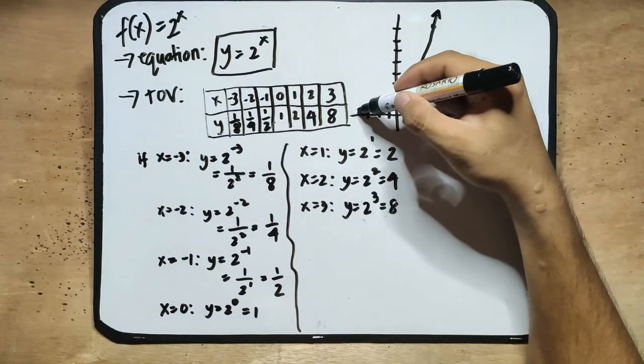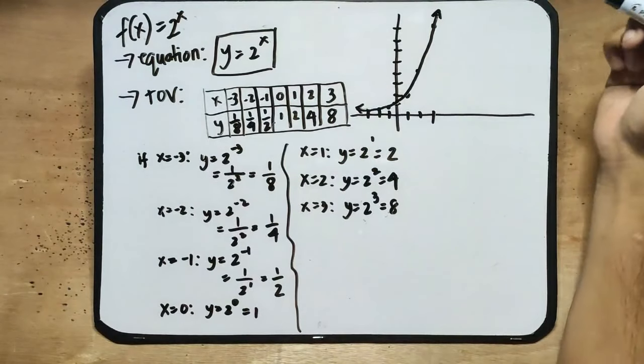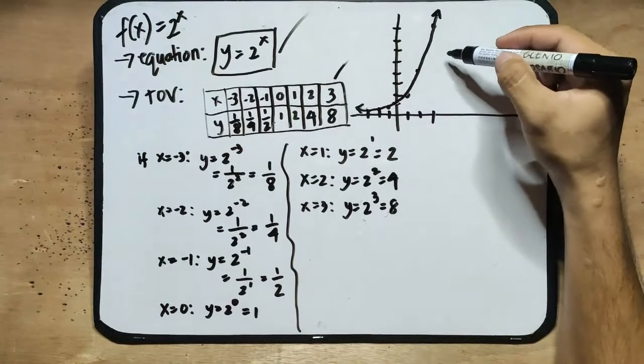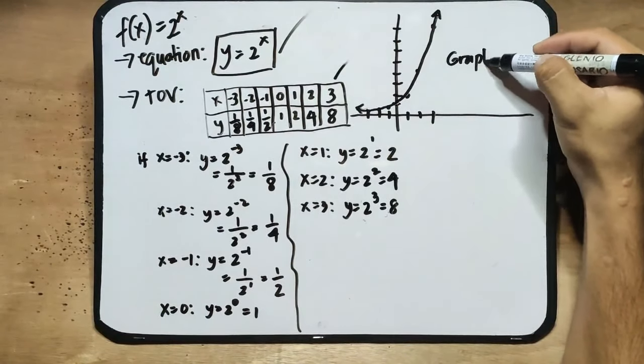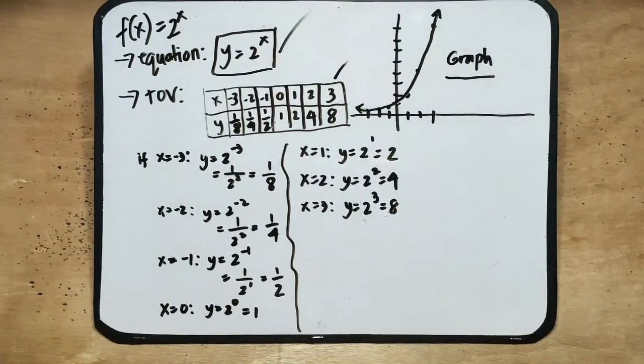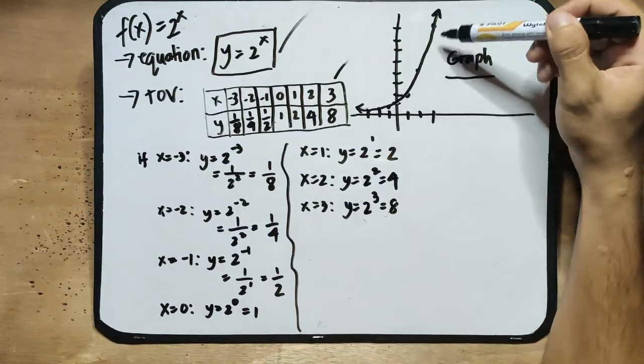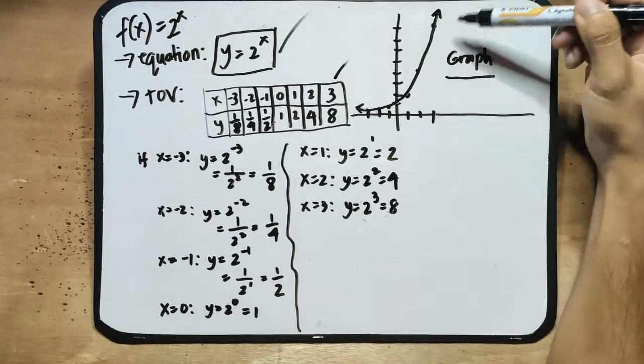So this is our graph for the function f of x is equal to 2 raised to x. So our equation, our table of values, and our graph. Okay, so as you can see, if the base is greater than 1, the graph is increasing. Okay, pataas siya. Understood?